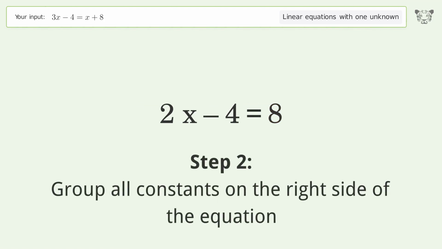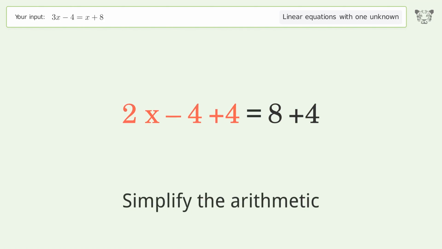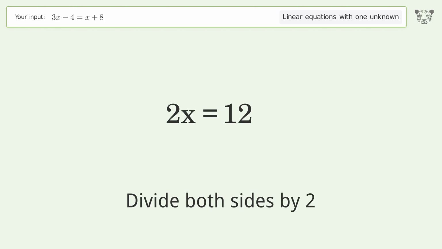Group all constants on the right side of the equation. Add 4 to both sides. Simplify the arithmetic. Isolate the x. Divide both sides by 2.